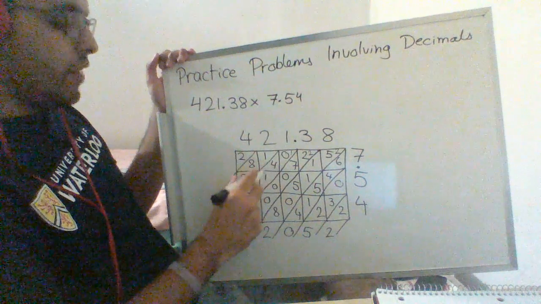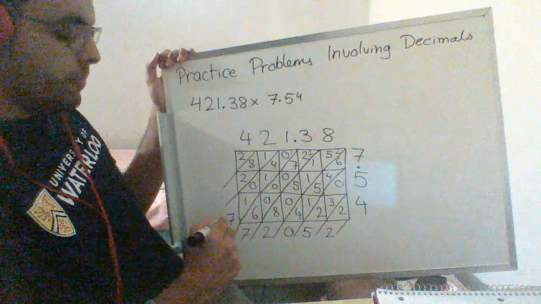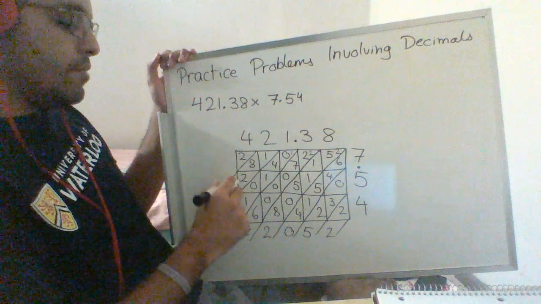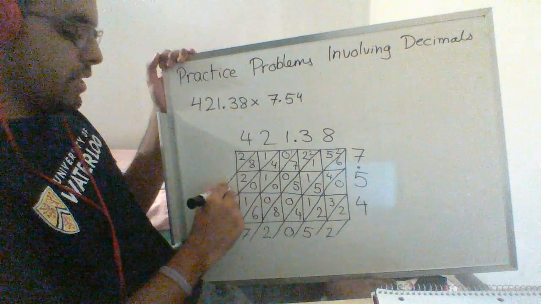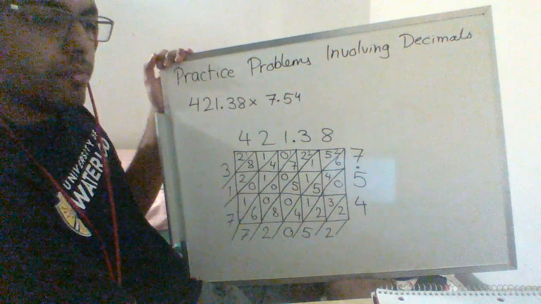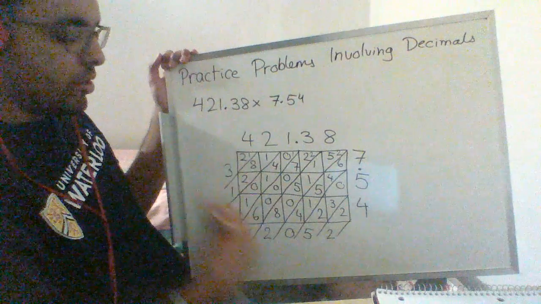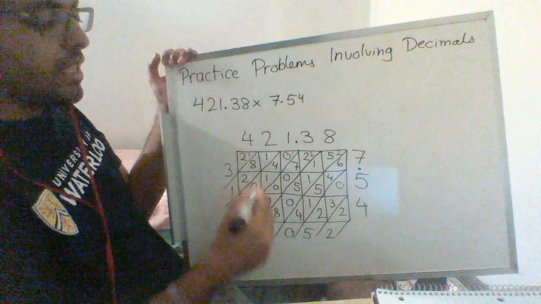1 plus 4 is 5, plus 1 is 6, plus 1 is 7 again. So we get a 7 down there. 8 plus 2 is 10, plus 1 is 11, carry the 1. 2 plus 1 is 3. So that's all the numbers that we need. Now we just need the decimal point.